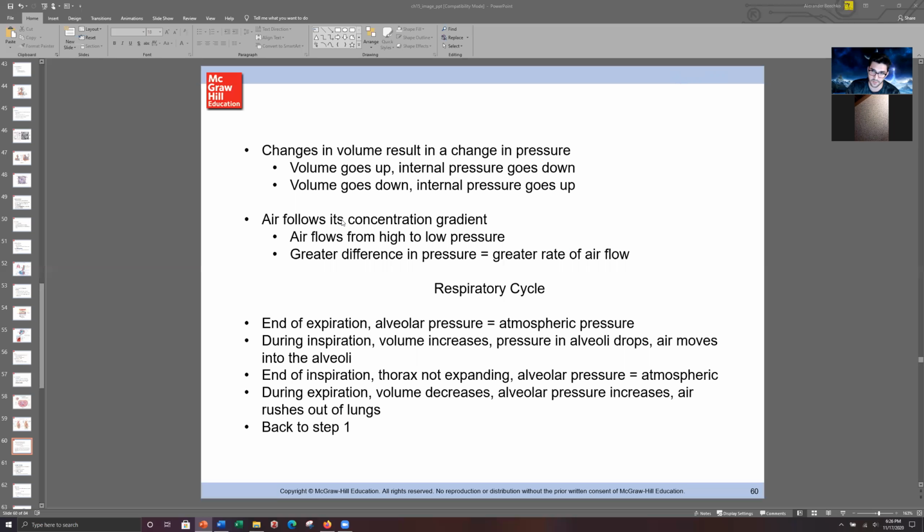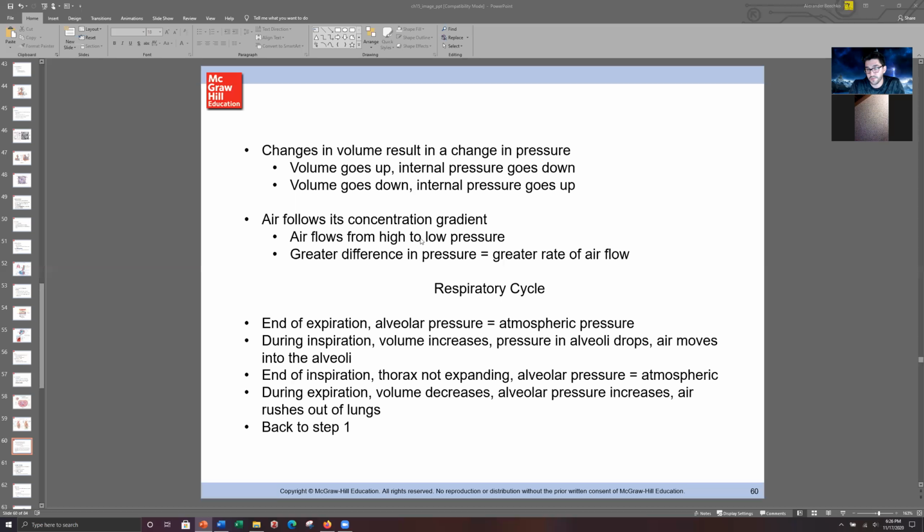Air follows its own concentration gradient. As a disclaimer, the actual physiological mechanism of this is not a concentration gradient in the chemical sense. It's what we call a pressure gradient. But the mechanics and the physics are pretty similar. So it might be helpful to think about it in terms of concentration and ignore the millimeters of mercury and that sort of thing. Just look at the numbers and think of those as higher and lower pressures, and think of it as a gradient, so higher or lower gradients.